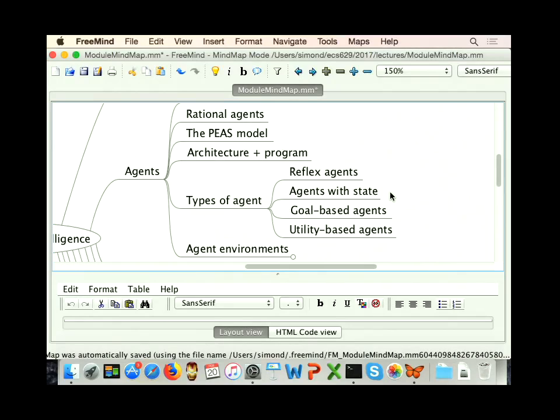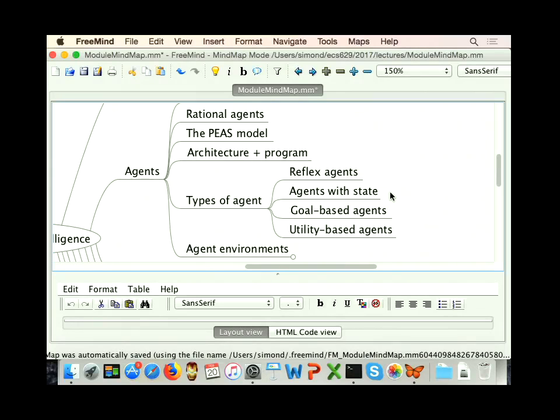So these involve some type of planning or search to work out what action I should perform, because usually you can't achieve your goals in one step. You have to plan a sequence of actions that will take you towards those goals. And the same with utility functions. Perhaps your first step will not maximise the utility function, but you can plan a sequence of actions that will give you the highest utility at the end.